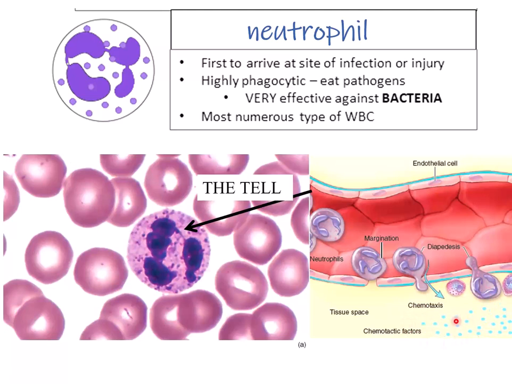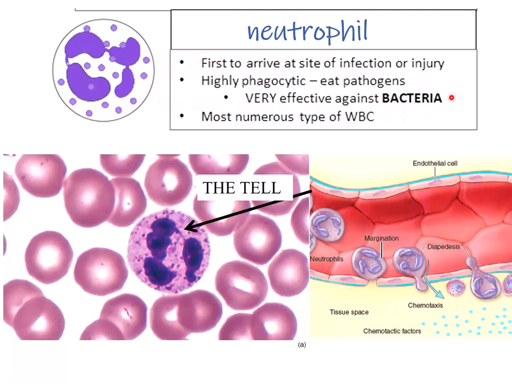injury, so out here in the tissues, they receive signals, and so they leave the bloodstream and they go to that area of infection. And they are highly phagocytic, and remember phagocytosis, that's cell eating, so they eat pathogens, so anything that could cause disease to us, so bacteria, fungi, virus particles. These granules that they have, they are their weapons, and so they're really effective against bacterial infections.